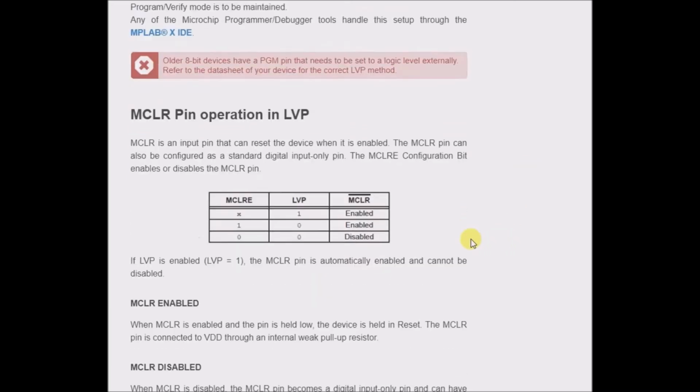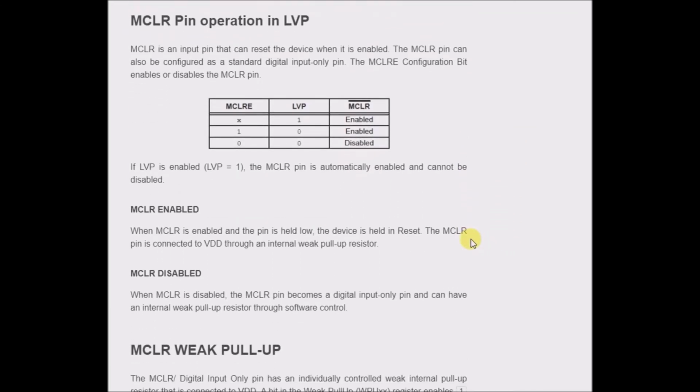MCLR operation in LVP. MCLR is an input pin that can reset the device when it is enabled. The MCLR pin can also be configured as a standard digital input-only pin. The MCLRE configuration bit enables or disables the MCLR pin. MCLRE, it's got an X.